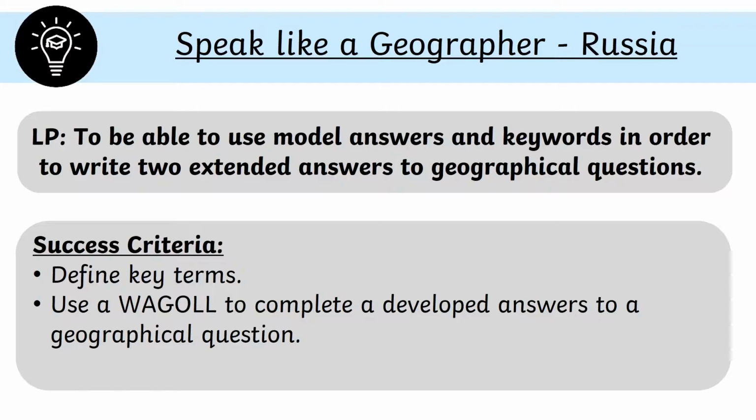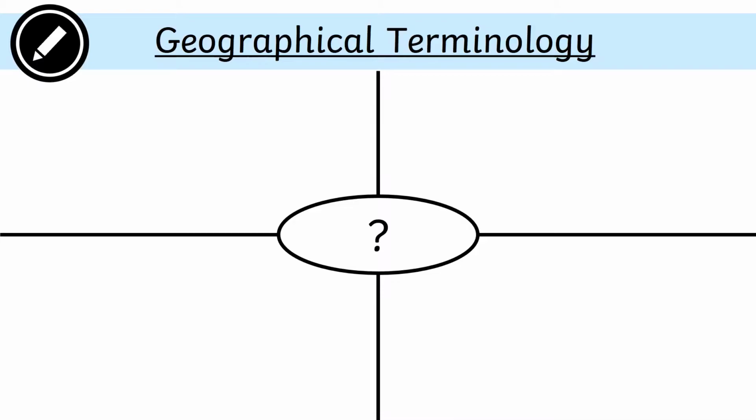This lesson looks at how you can speak like a geographer when talking about Russia. The learning purpose is to be able to use model answers and keywords in order to write 2 extended answers to geographical questions. In order to do this, you're going to define some key terms you've learned in this booklet about Russia. You're going to use what a good one looks like to complete a developed answer to a geographical question. Geographers use geographical terminology.